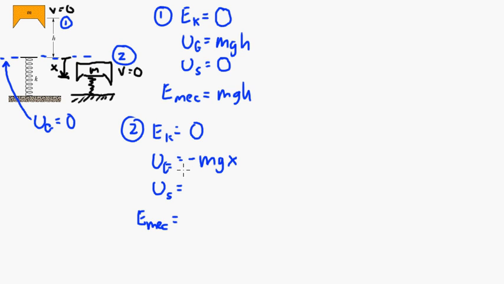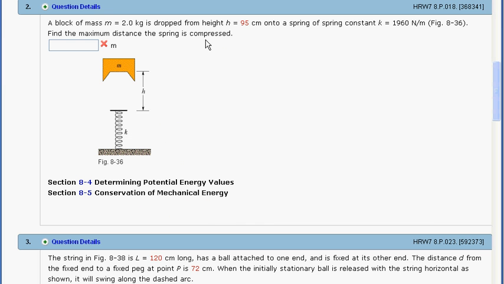And then potential energy in the spring is going to be, this is our spring potential energy equation, 1/2 kx squared for deflection of x for a known value of k. And so E mech there is going to be negative mgx plus 1/2 kx squared. So if energy is conserved, if we have no non-conservative forces acting, and I think we don't.